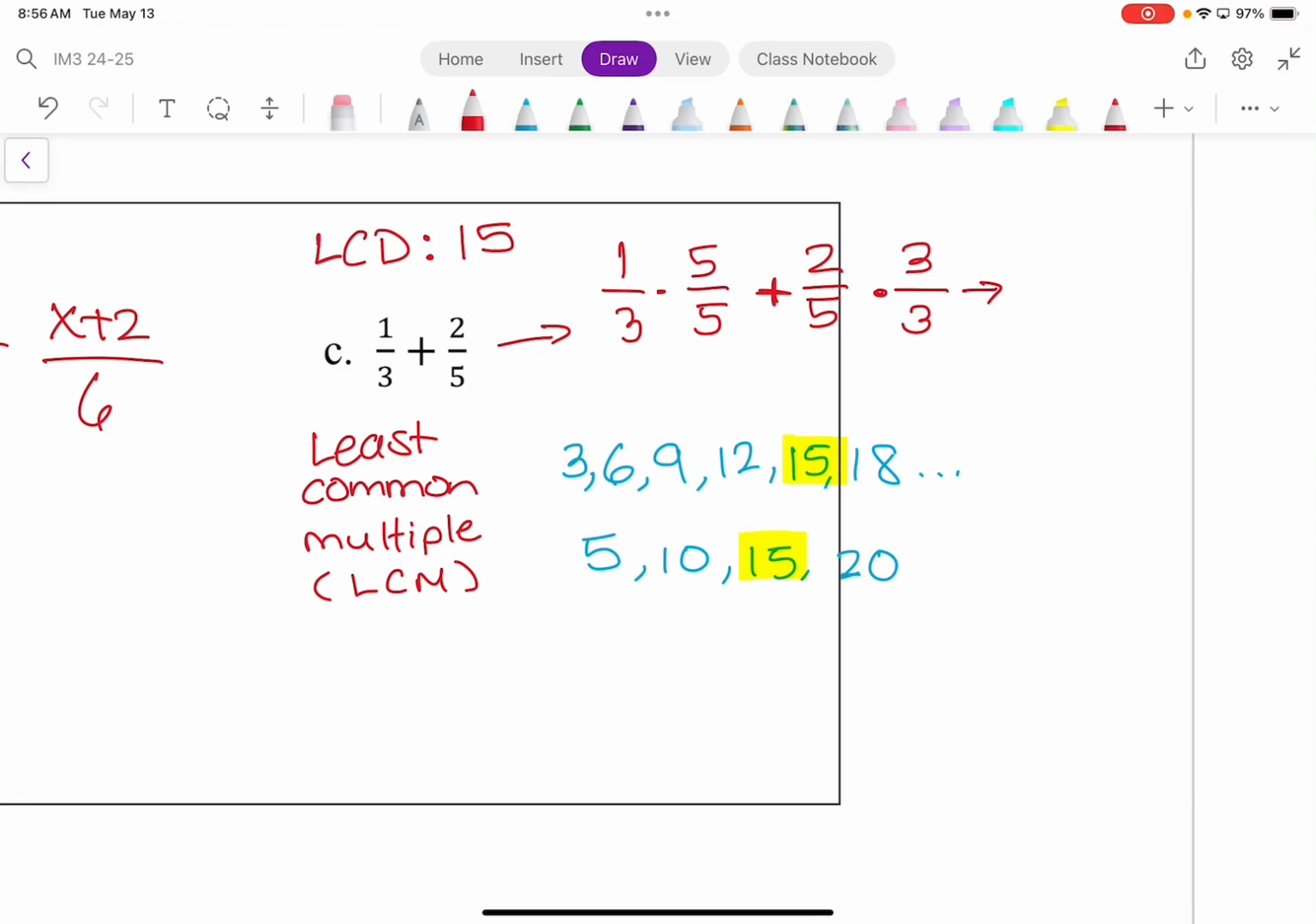1 over 3 times 5 over 5 is 5 over 15. 2 times 3 is 6. 5 times 3 is 15. So we have 5 fifteenths plus 6 fifteenths. And so we consolidate this and we get a solution of 11 over 15.